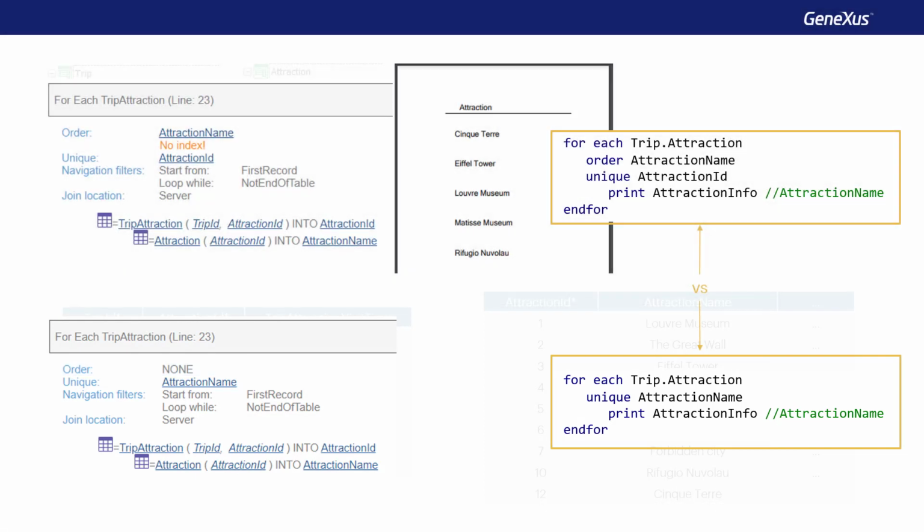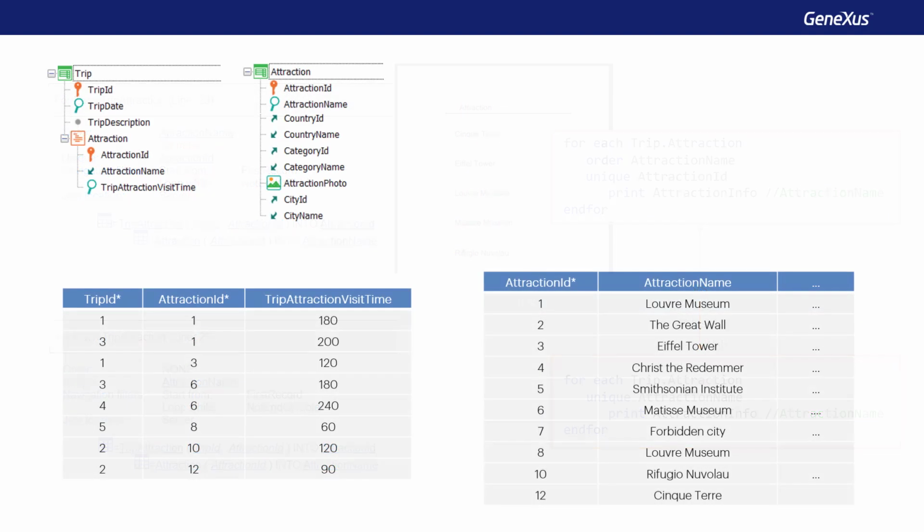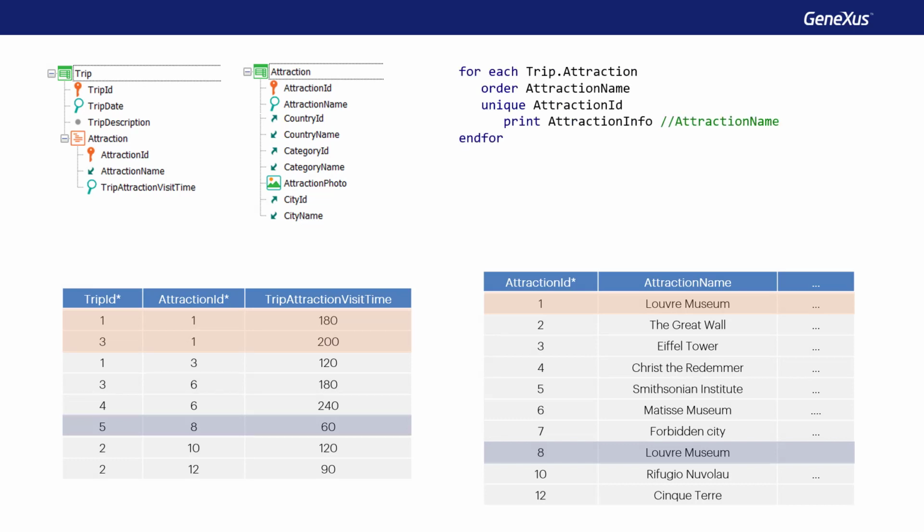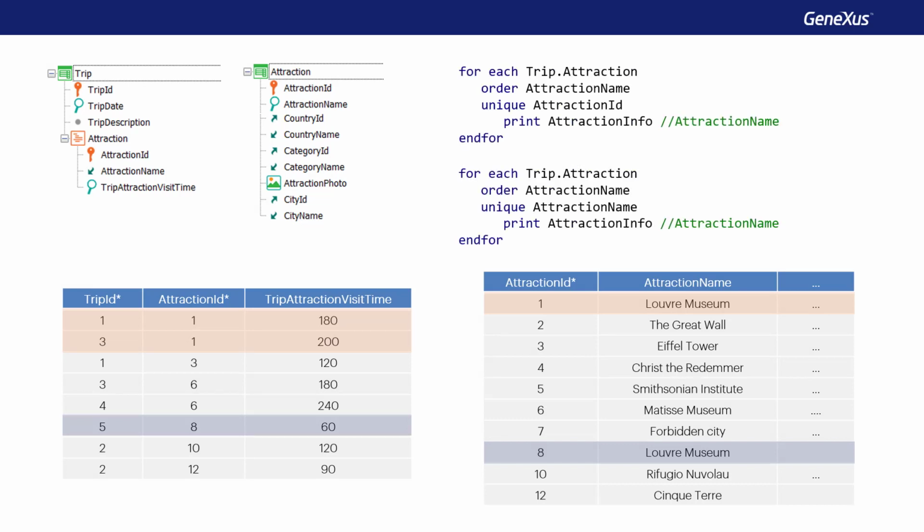On the other hand, let's think about what would happen if we had two attractions with the same name in the database. For example, 1 and 8. If we don't have a unique index by attraction name, this will be allowed. And note that we have attraction 1 in 2 trips, and 8 in 1. The only difference between this forEach and this other one is the unique clause.